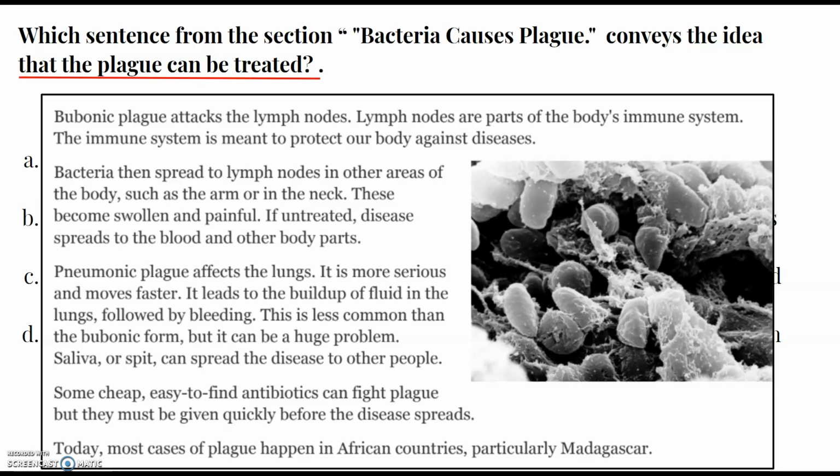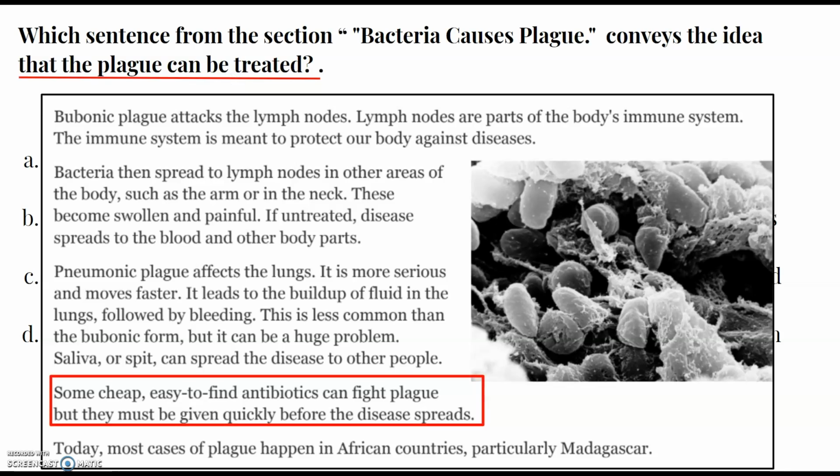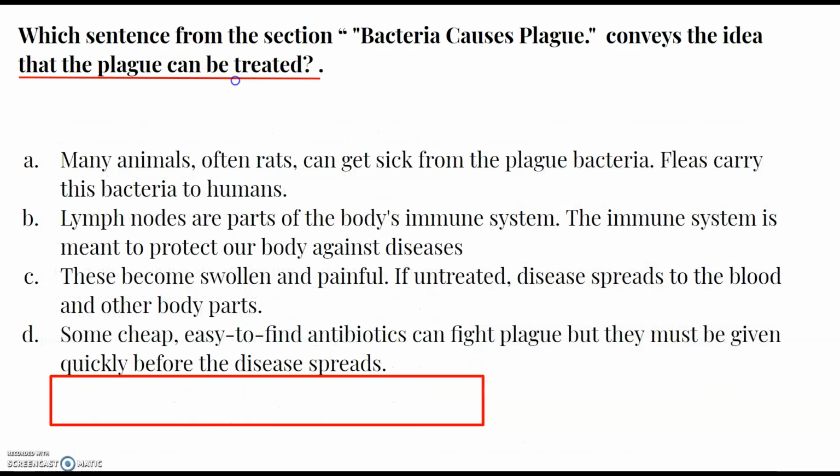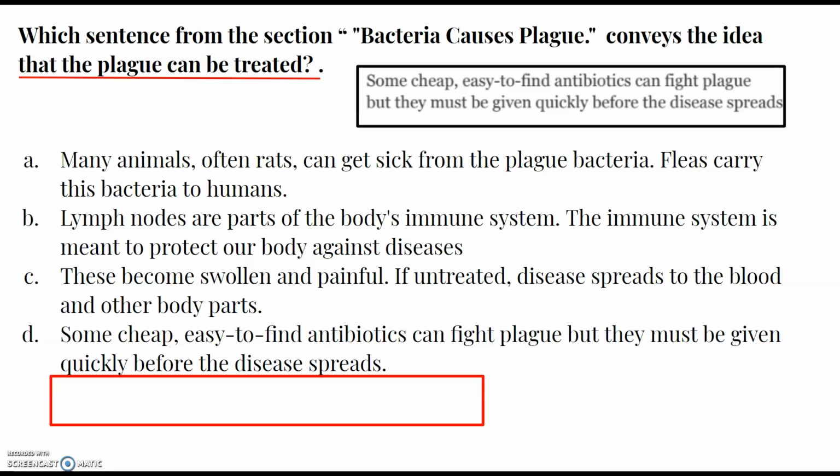All right, so I hope that you read this and you can see that the plague can be treated by some cheap, easy to find antibiotics that can fight plague, but they must be given quickly before the disease spreads. So with that evidence in mind, I can see that there can only be one answer choice. Many of us were stuck on B.